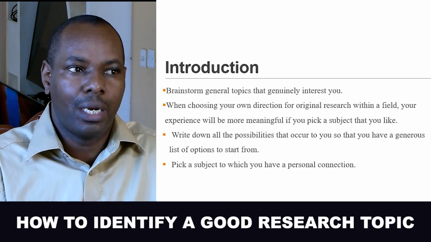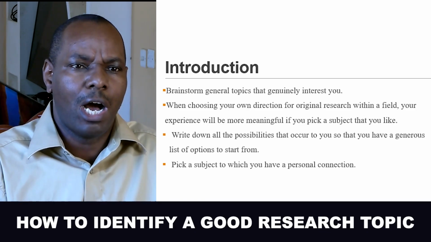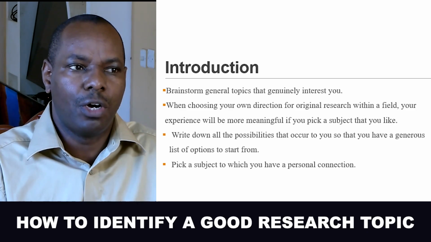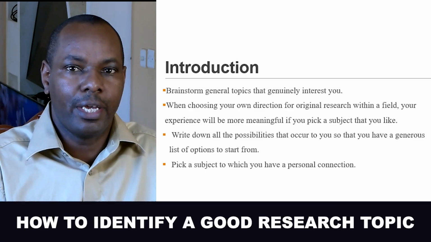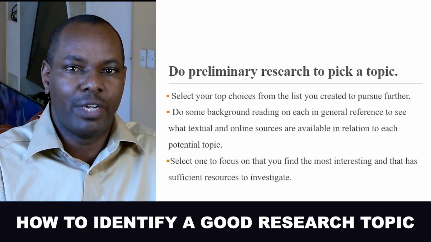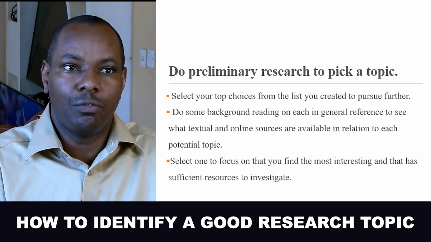You need to consider writing down all the possibilities that occur when you have a generous list of options to start from. So you need to first and foremost generate a list of possible topics in the areas that interest you. And then you'll pick a subject to which you have a personal connection. Once you have done that, you need to select your top choices from the list that you have created to pursue them further.